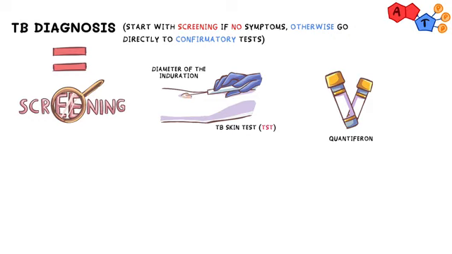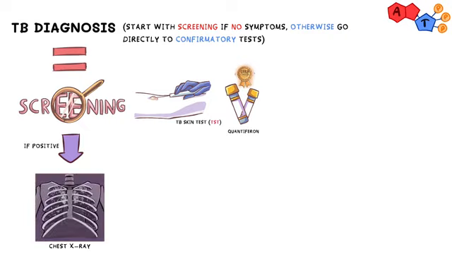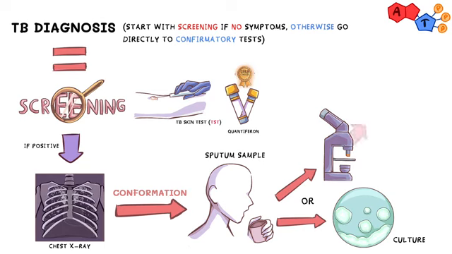QuantiFERON TB Gold test is a new test for TB, and it has a very high specificity and sensitivity, and thus is considered the gold standard test for latent TB. So for the diagnosis, after screening with either TST or QuantiFERON, if they come back as positive, we can proceed with a chest X-ray. If it has suggestive findings of TB, then the confirmatory test would be a sputum sample to stain for acid-fast bacilli.